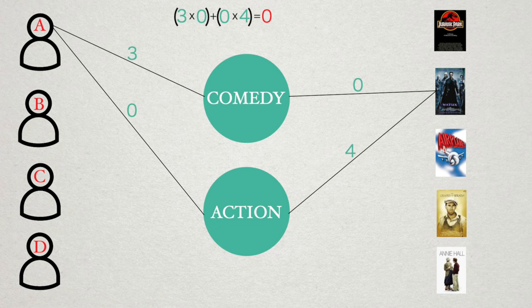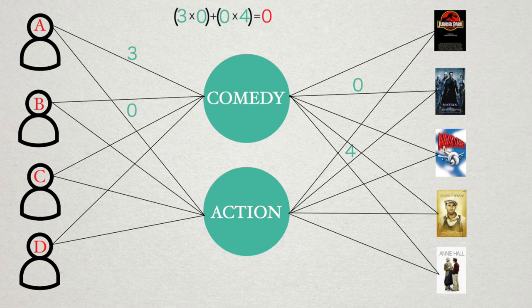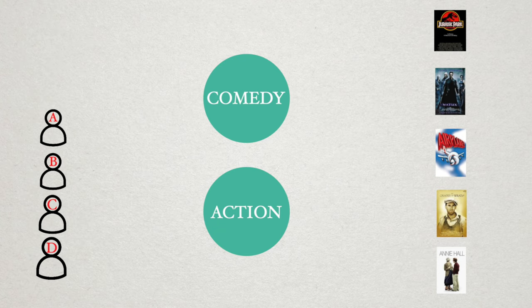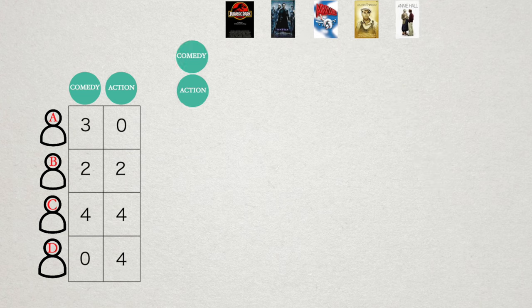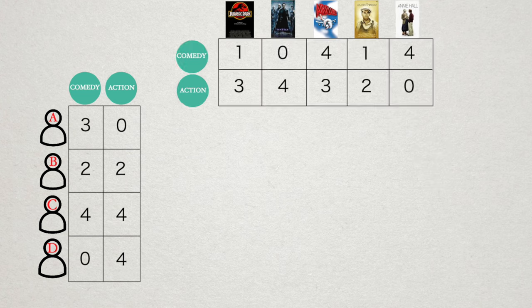So to make our predictions, we first need to gather this feature data for every user and movie. To simplify, let's return to a matrix representation. We can store this information in two matrices. One defines the mapping between people and features. The other defines the mapping between movies and features.